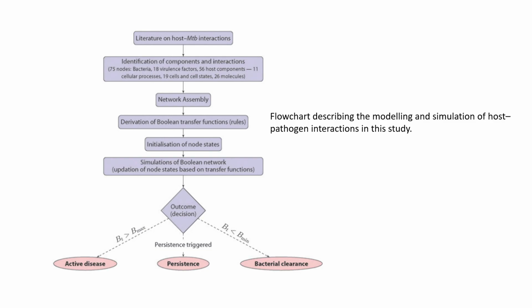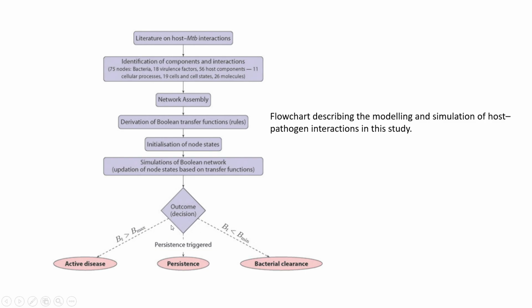So just to summarize the whole model, they curated literature on host mycobacterium interactions. They identified components and interactions: 75 nodes, with bacteria having 18 and host having 56 components. Along with that, 11 cellular processes, 19 cell states, and 26 molecules are modeled. Then you do the network assembly, derive the Boolean transfer functions, and after that you simulate. For simulation, you need the initial node states. You initialize that set of nodes, and then you do the simulation based on your transfer function.